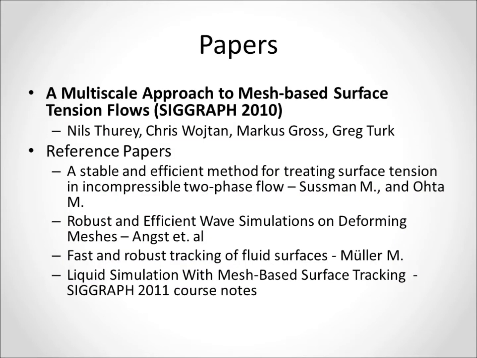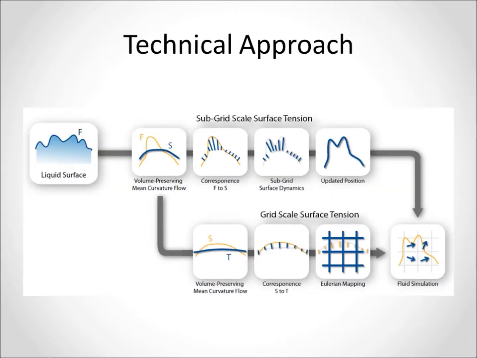The paper that we use to implement this algorithm is called a multi-scale approach to mesh-based surface tension flows by Tiju et al. Some other papers referenced are detailed in the slide. The main approach of this paper is to calculate sub-grid scale surface tension and merge it with the grid scale surface tension calculations.